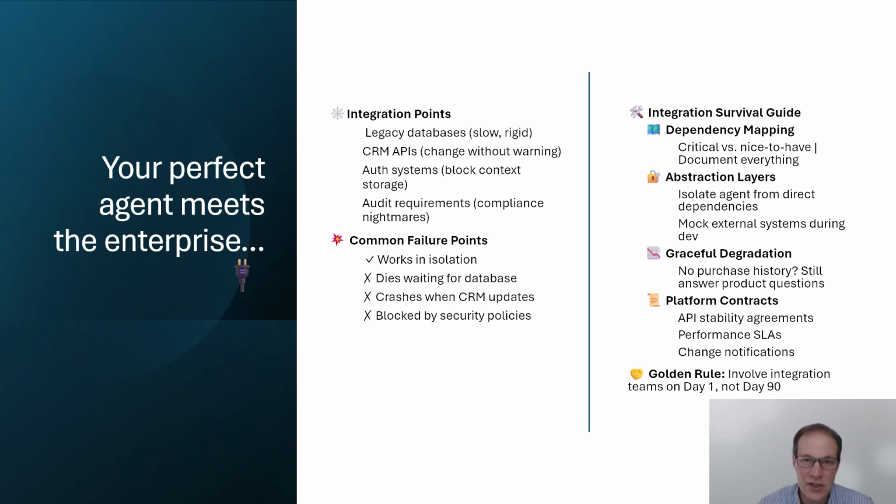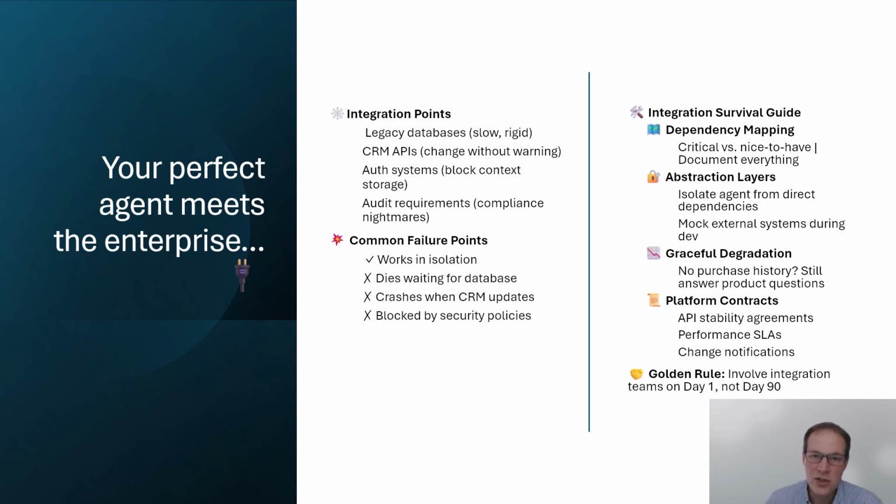They have to access enterprise databases. They have to respect authentication frameworks, comply with audit requirements. This creates complex dependencies that can derail the whole project. In this case, this is not fundamentally different from other systems. But your agent might work perfectly well alone, but fail when the customer database is slow, when the CRM API changes, or when the security policies prevent storing conversation context.